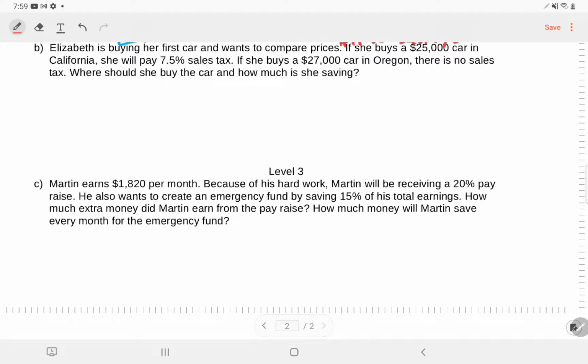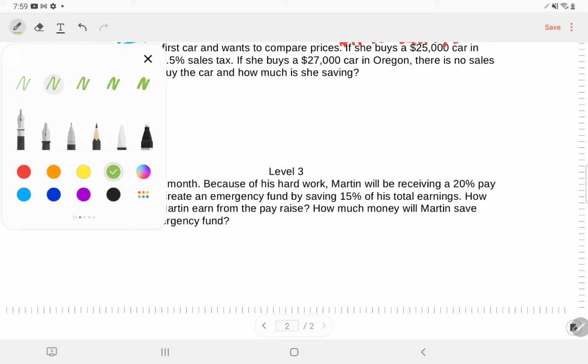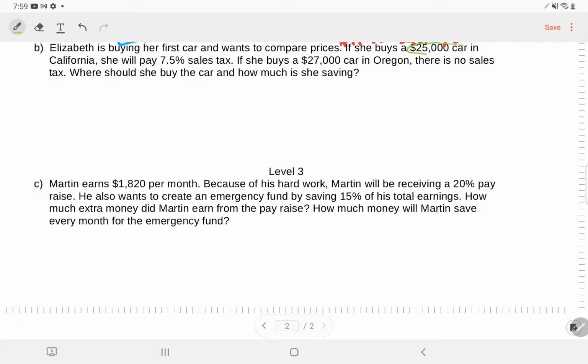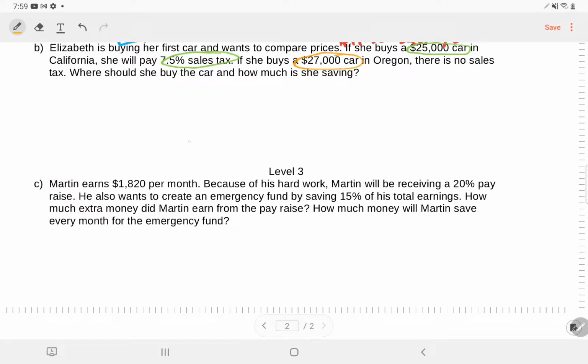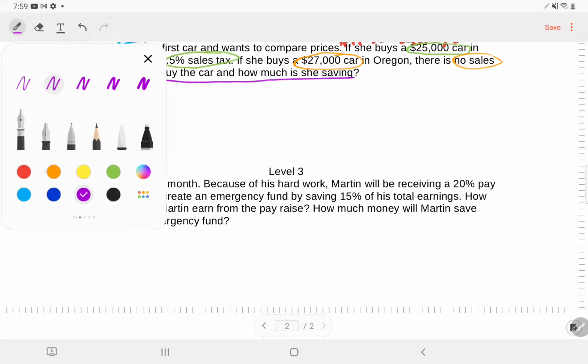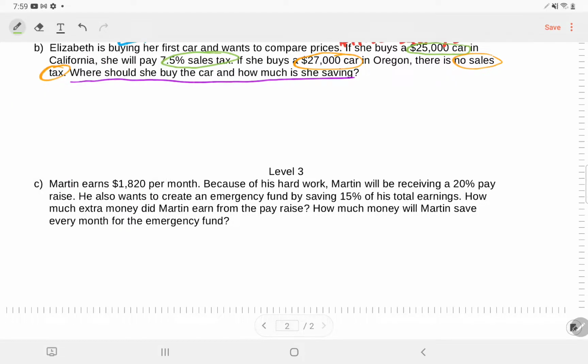Elizabeth is buying her first car and wants to compare prices. If she buys a $25,000 car in California, she will pay 7.5% sales tax. If she buys a $27,000 car in Oregon, there is no sales tax. Where should she buy the car and how much is she saving? So we're going to do 2 calculations for this problem. We're going to start first with how much the car is in California.